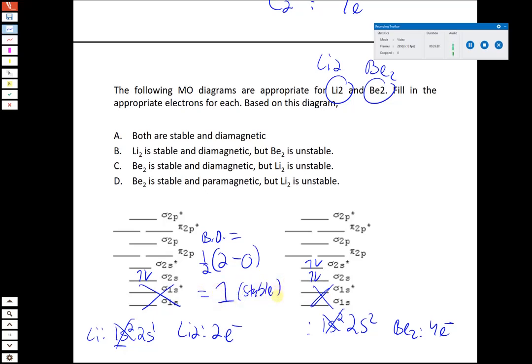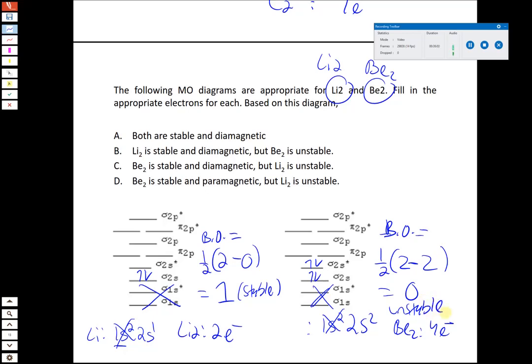But then if we do Be2, we see that the bond order is 1/2. We have 2 electrons in sigma 2s, valence electrons only for considering that. We have 2 electrons in sigma star, and so we have a bond order of 0. In other words, the sigma bond is canceled out by the sigma antibond. We get a 0 bond order, so that makes this unstable.